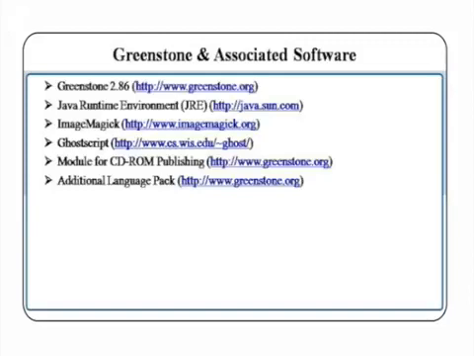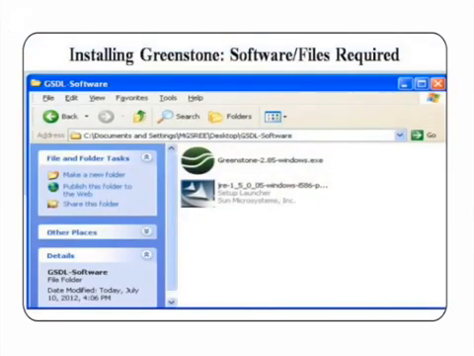So Greenstone 2.86 can be downloaded from the site www.greenstone.org. You need to download 2 software. One is the Greenstone software 2.85, as you can see in the picture. Then the JRE support for Windows, if it is Windows. Here you see that Greenstone 2.85 is downloaded as an exe file, which is available on my desktop, and JRE 1.5, which is available for my Windows. These 2 softwares are downloaded and kept in a folder called GSDL software, 2 files.